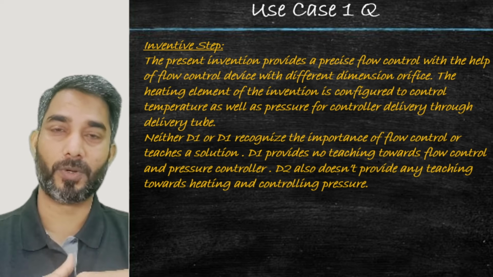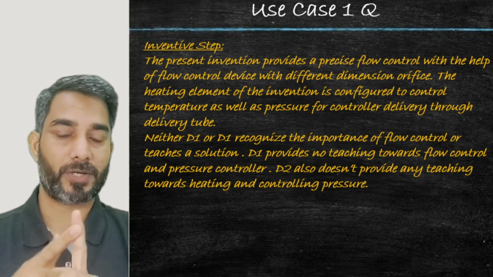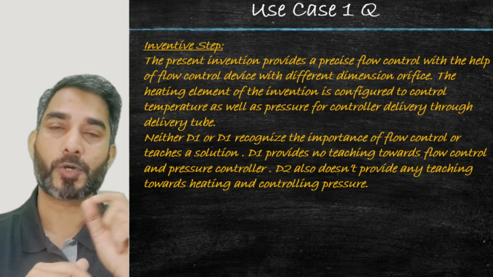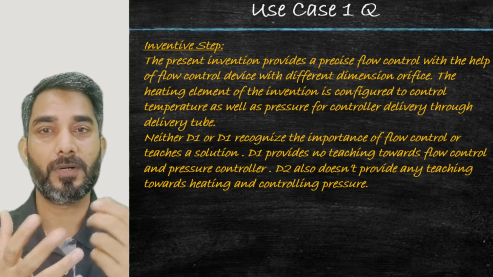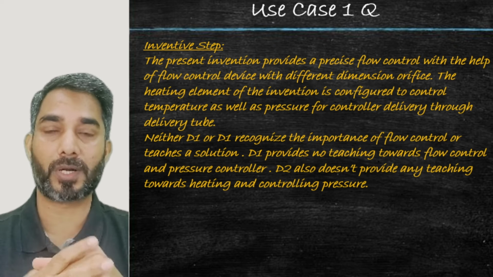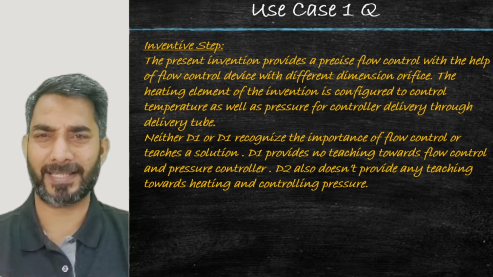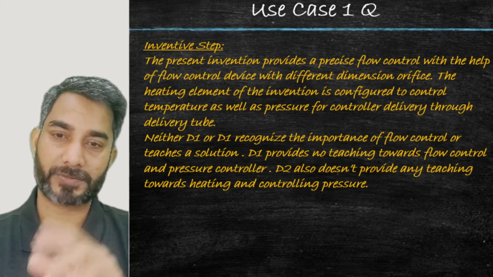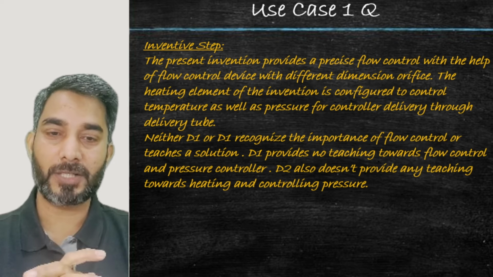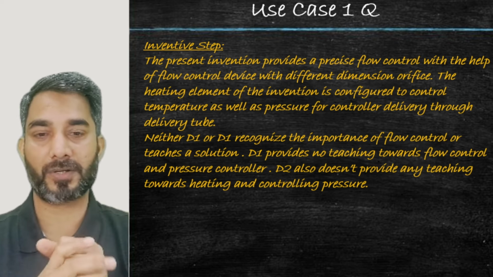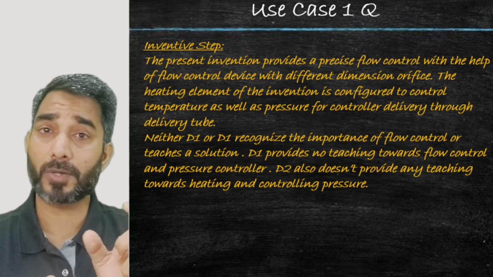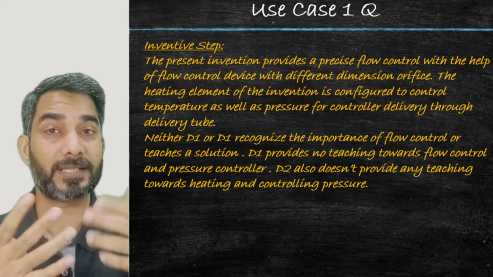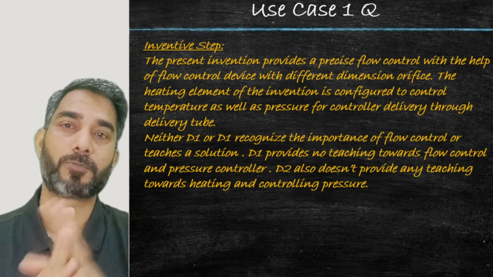And then from here we go and say that neither D1 nor D2 recognizes the importance of flow control, because they didn't talk about flow control. And flow control plays an important role in how effectively you can brew, or how nicely, let's say, you can brew your coffee. So that was not provided by them. D1 provides no teaching towards flow control. There was nothing on it, right? And D2 also doesn't provide any teaching towards heating and controlling pressure. So here we are not talking about the components. Here we are talking about the role that those components are playing, right? Those are the features, those are the technical advancement. Those are the technical features which are not provided by them.